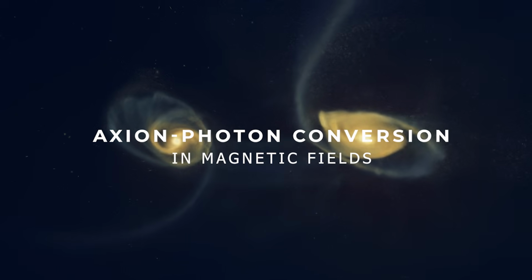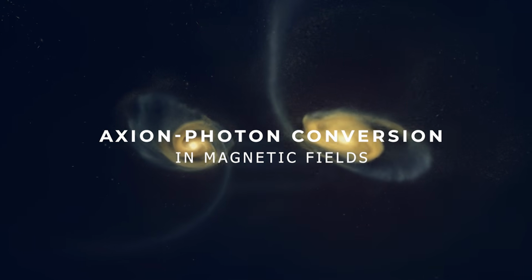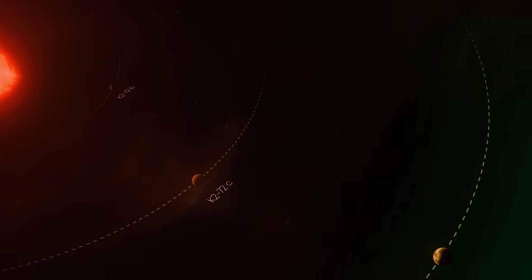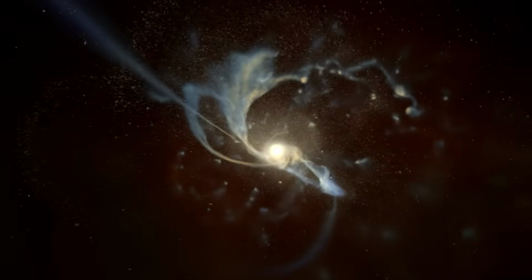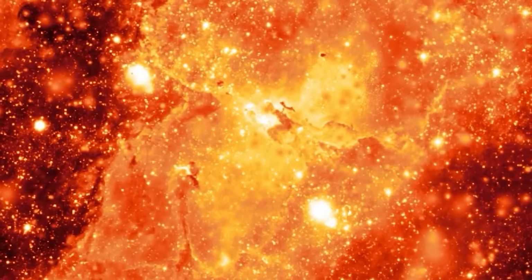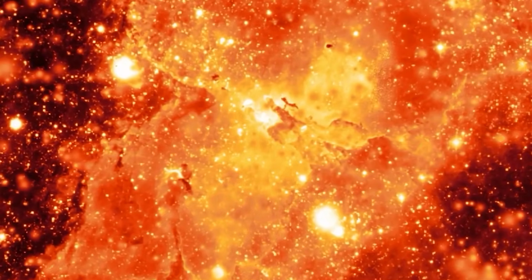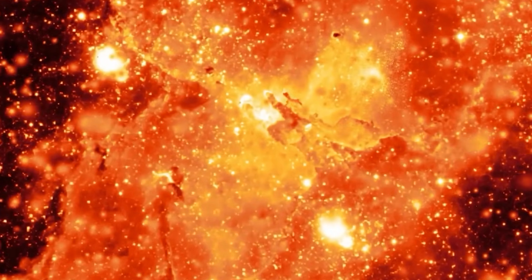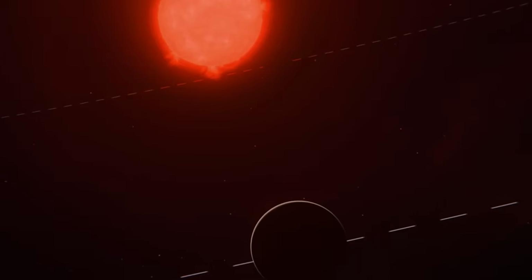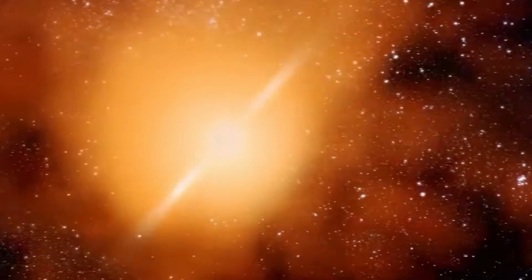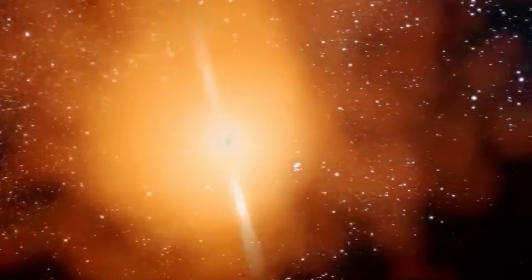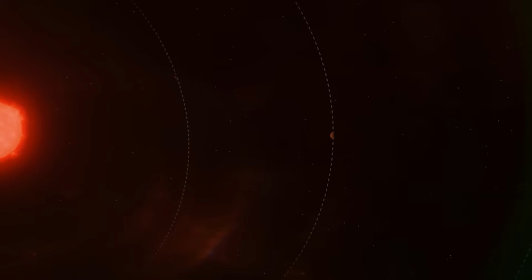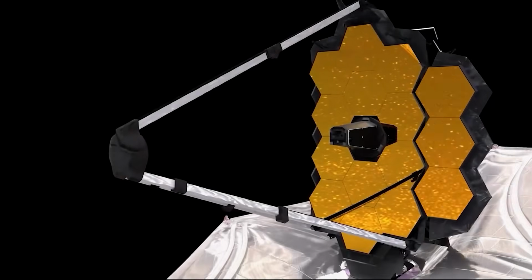Axion-photon conversion in magnetic fields. Not every dark matter candidate begins with astronomy. Some begin inside the equations of particle physics. Axions were not invented to explain galaxy rotation curves or gravitational lensing. They were proposed to solve a different problem entirely, one that appears in the theory describing the strong nuclear force.